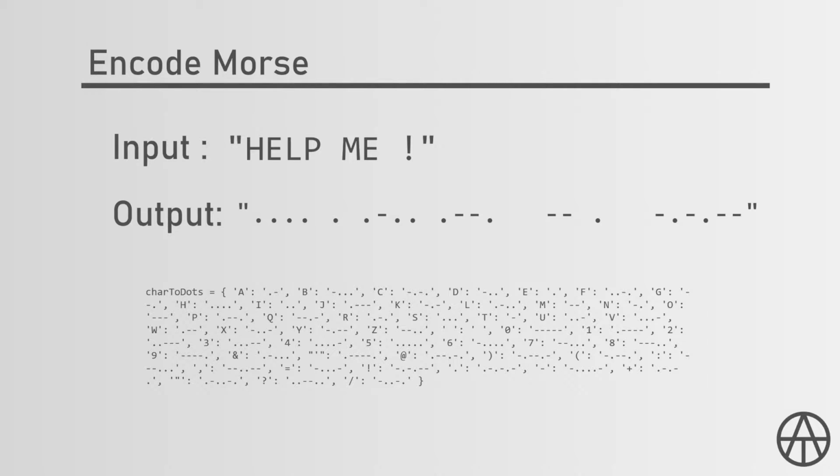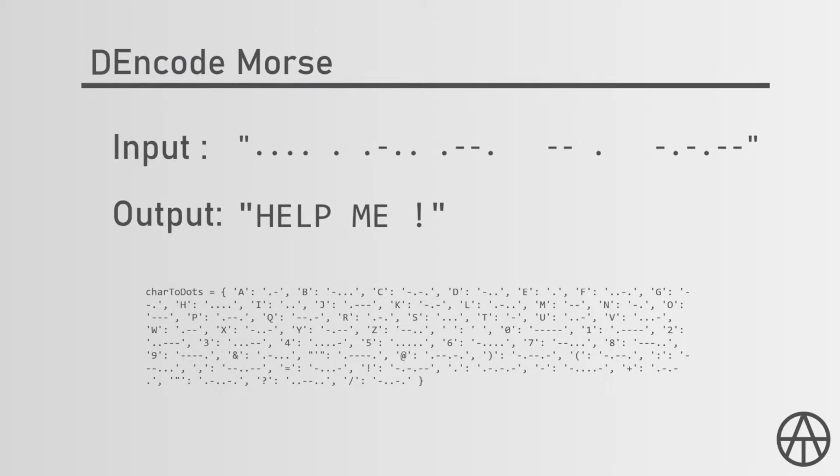Now the intermediate part of it is to do the decode of that. So just the other way around. Your input will be the Morse code and your output should be whatever that Morse code says. Okay, so just two functions, one to encode and one to decode.